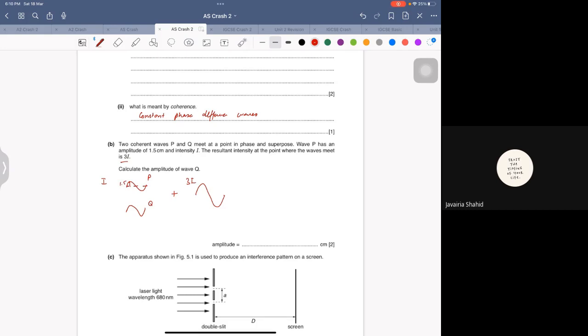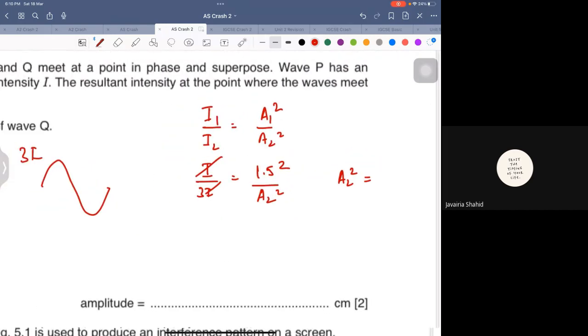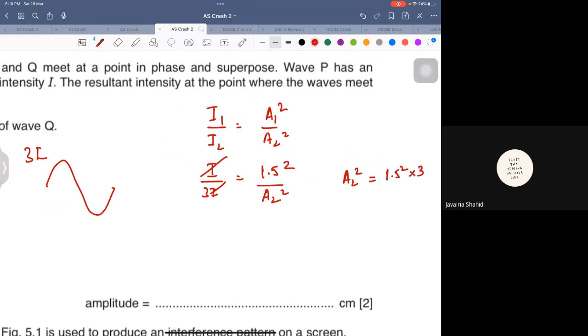So let's do this. We know intensity 1 over intensity 2 is equal to amplitude 1 square over amplitude 2 square. Intensity 1 is I, intensity 2 is 3I, amplitude 1 is 1.5 square, and amplitude 2 is this much. So I gets cancelled out. A2 whole square becomes equal to 1.5 whole square times 3. Can you please find A2? Six point seven five, and that's going to be centimeter, I believe.